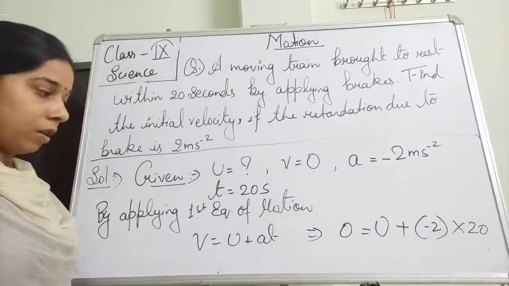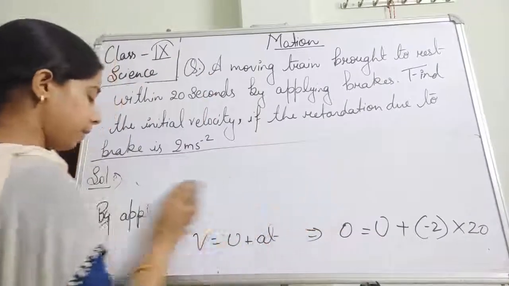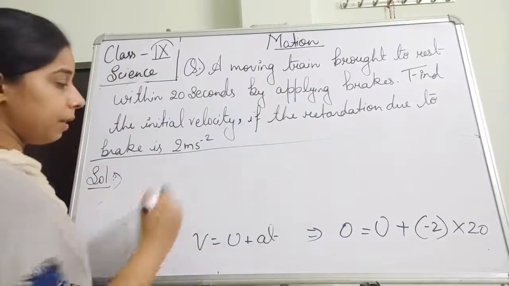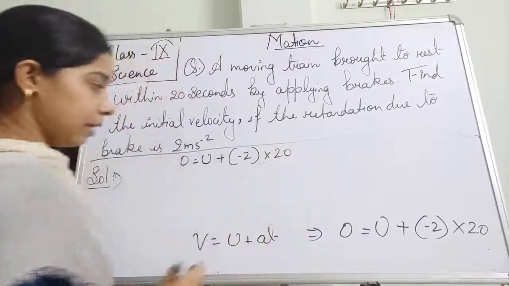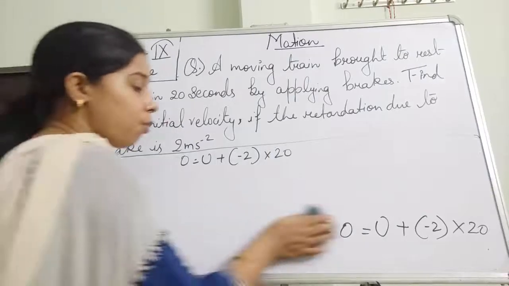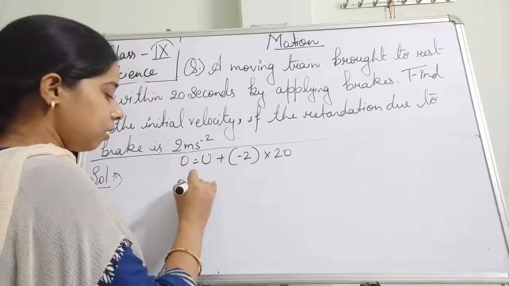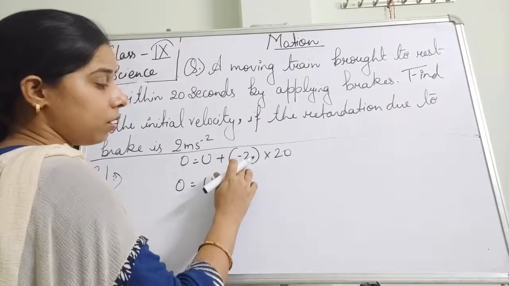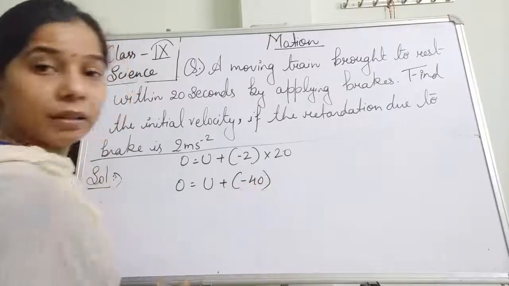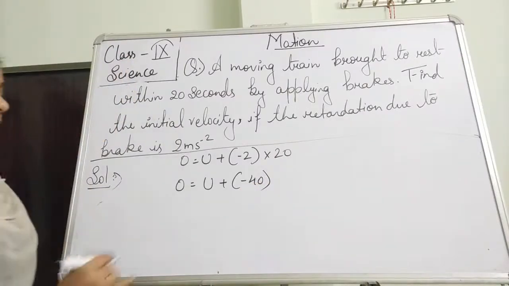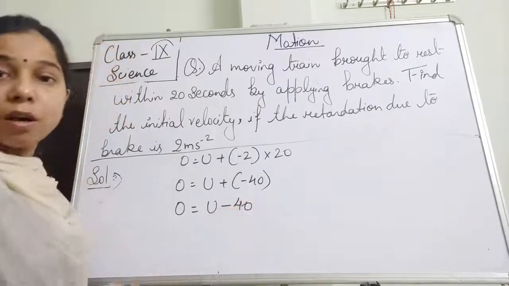Right? So we have written everything. Now what we will do, students, we will simply solve it. So it will be 0 equals u plus minus 2 into 20. This is how the equation becomes. Now if you solve it, this will be 0 as it is, equals u, and this is 2 into 20, that will be plus minus 40. Or we can also write it, when the bracket is opened, minus times plus, obviously it will become u minus 40.